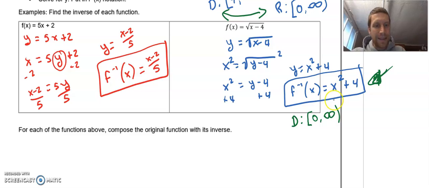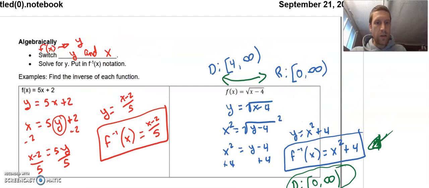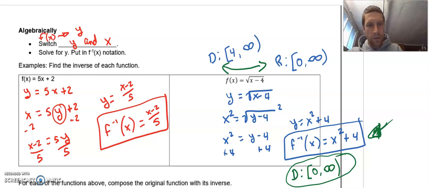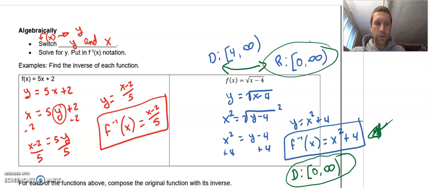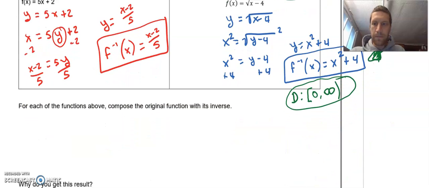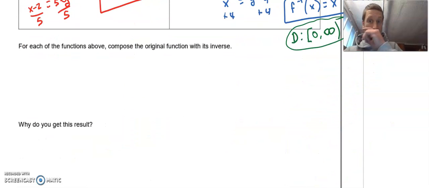But in order to get the reflection over y equals x, I have to limit the domain on this function. It's the only way you'll get that reflection. And the other way to remember it is just remember the domain of your inverse is going to be the range from the original function. All right. Last thing we're going to do, we can take these two.